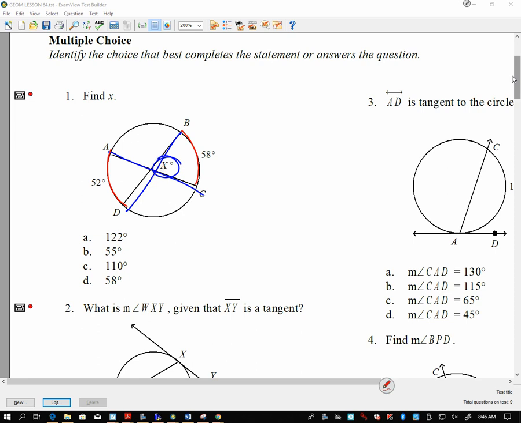How do we find an average? We take our two numbers and we divide by how many we have. We have two numbers. So we're going to take 58 plus 52 and divide it by 2. Can you go ahead and do that for me?